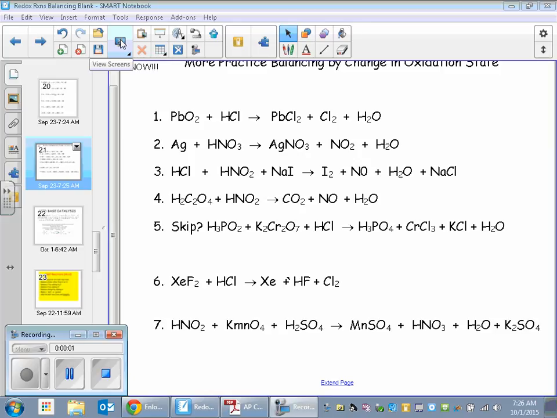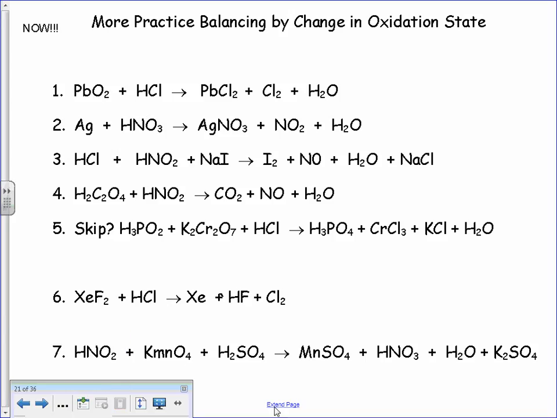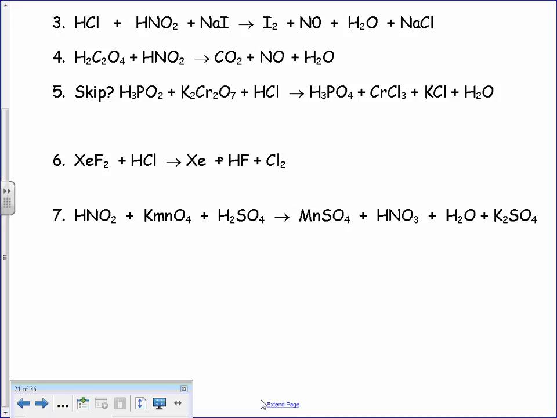Practice from last night. And then we will go over how to balance in acids and then how to balance in bases. So that's going to be 99% of the types of problems: balancing in acids and bases. This will be like 1% of the problems.